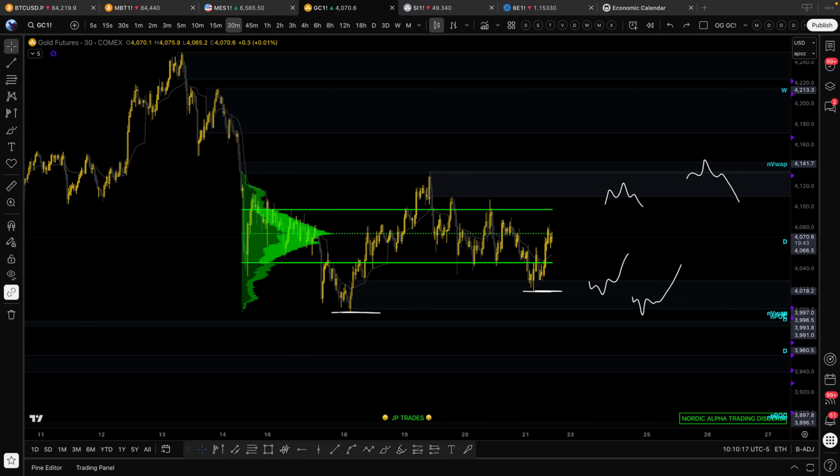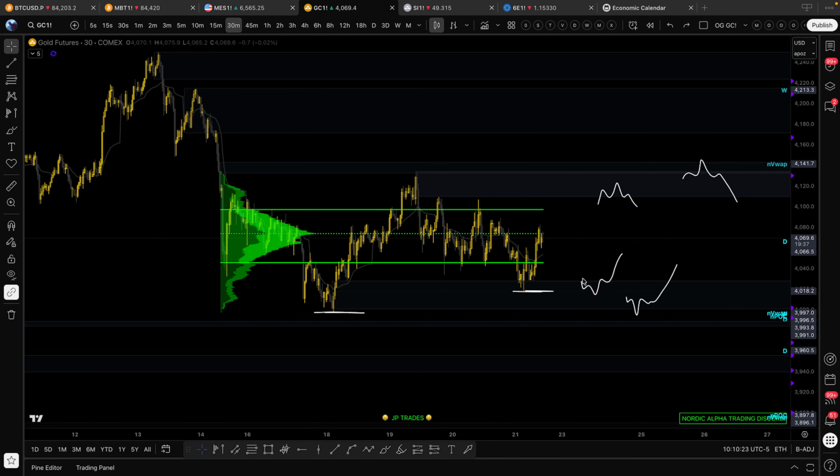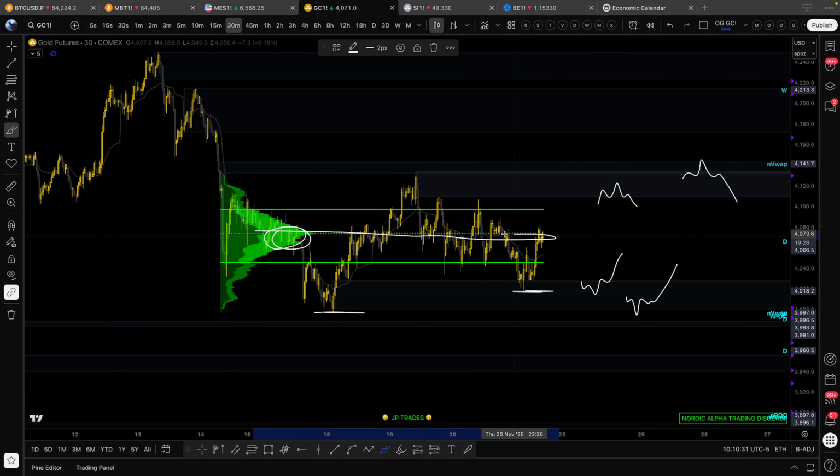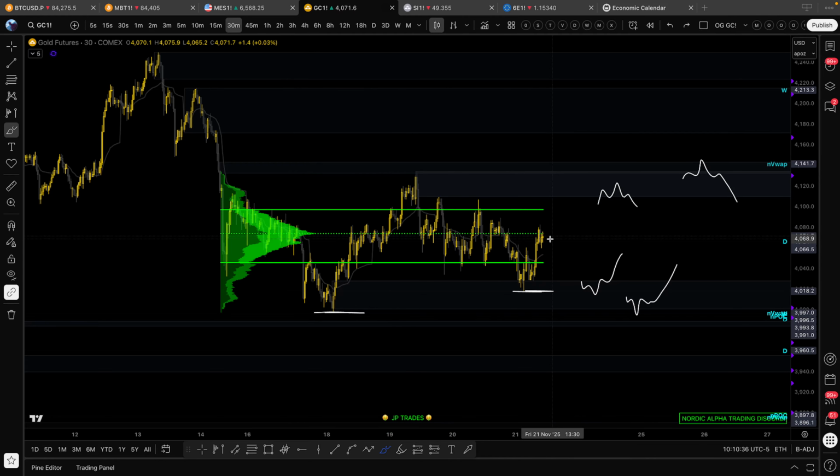All right, everybody, let's do a quick update on gold for the day. I've already kind of drawn out these areas, but basically what I'm looking at is we are still in a very balanced range, meaning all of the volume is right here in the middle of this range, meaning stay out of any trades in this area.